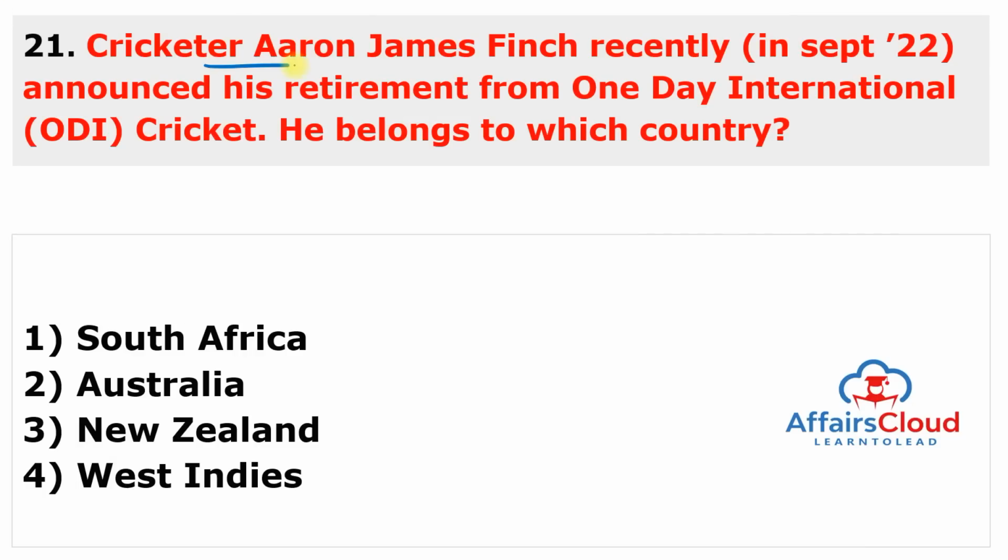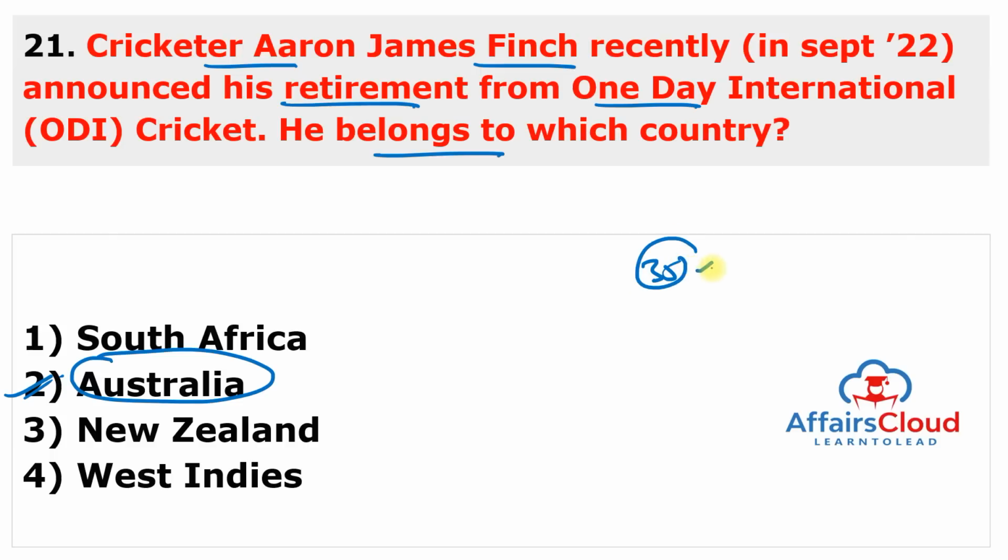Next is cricketer Aaron James Finch recently announced his retirement from one-day international cricket. He belongs to which country? He belongs to Australia. So, answer of this question is second. So, Australia's one-day international and T20 international captain Aaron James Finch, 35-year-old cricketer who hails from Victoria, Australia, announced his retirement from ODI cricket to concentrate on the shorter formats of cricket like T20.